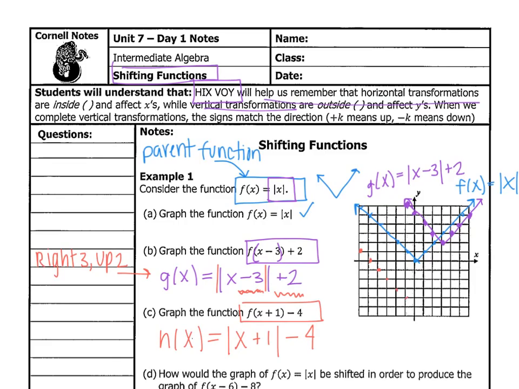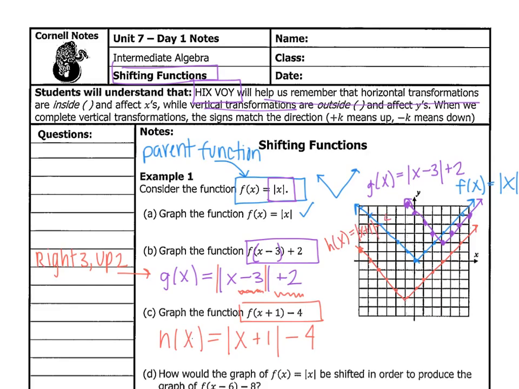And now we're going to start to go back upwards. 0, -3. 1, -2. 2, -1. 3, 0. And keep going up 1 over 1 just like that, in that fashion, until you hit the edge of your graph. And again, we're going to label with h of x equals absolute value of x plus 1, close it, minus 4.